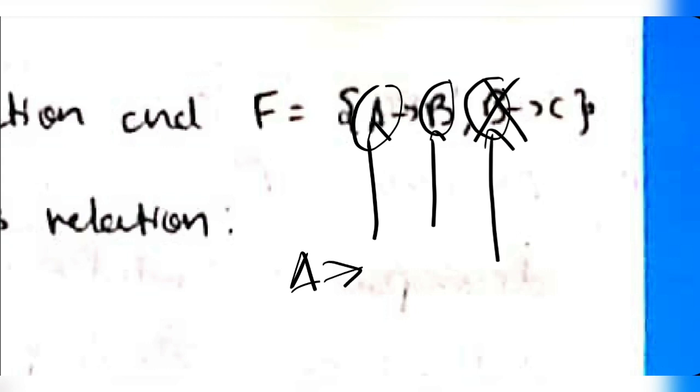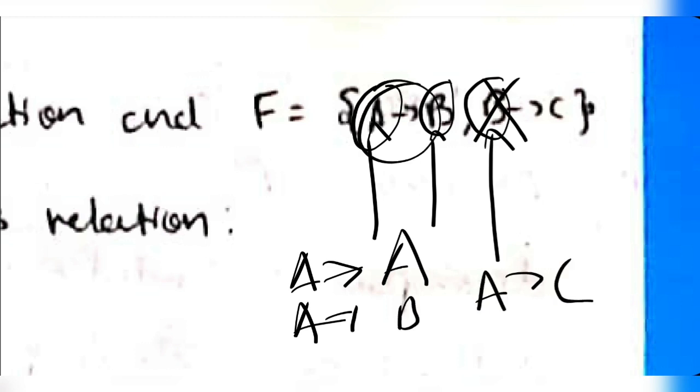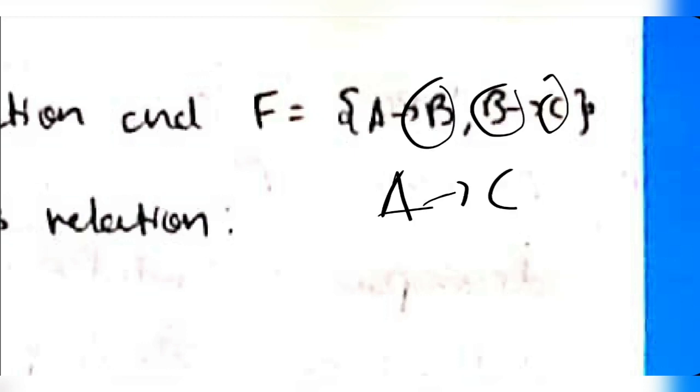A can be used to get B because it is given here. Also A can be used to get C also. Why? A tends to B, B tends to C. Therefore, I can directly write A tends to C also. So A can be used to fetch A, B and C. Therefore, A is the only candidate key.